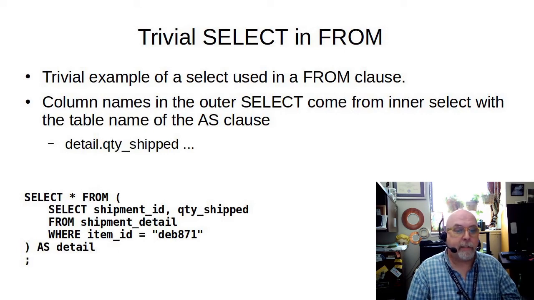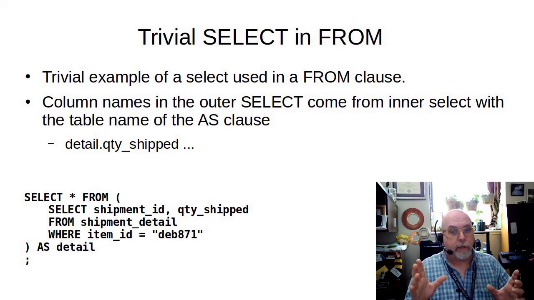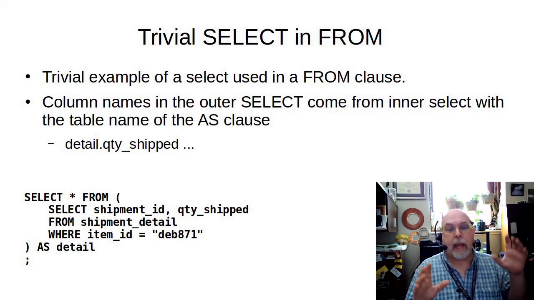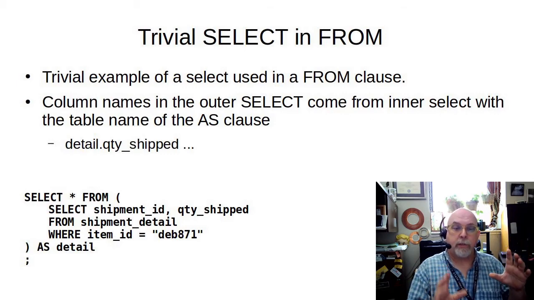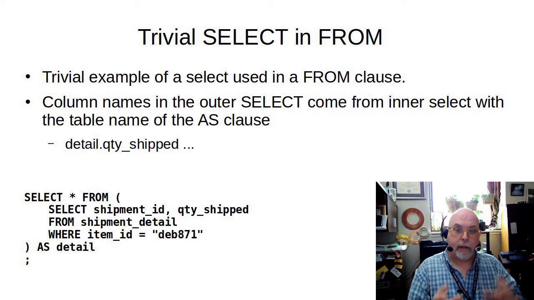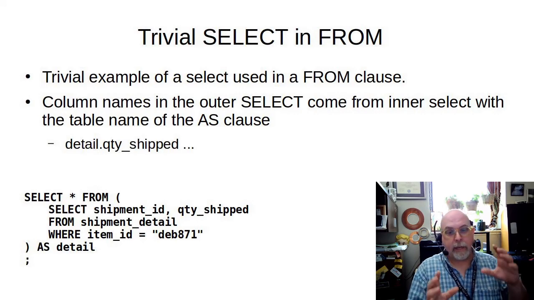Notice that that subquery is in parentheses to designate that it is a subquery. And also notice that I say as detail, so that in the outer query, the results of the inner query, even though they come from the shipment underscore detail table, are referred to as detail within the outer query. So we alias the inner queries as something else on the outer query, often to make things easier to use.